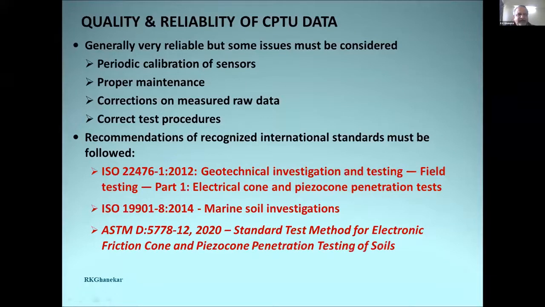Quality and reliability of the CPTU data is generally very reliable, but some issues must be considered, like periodic calibration of sensors, proper maintenance, corrections on measured raw data, which is very important, and correct test procedures. The standards which are applicable and which are used in offshore penetration testing are ISO 22476-1, ISO 19901-8 marine soil investigation, and ASTM D5778, Part 12, 2020.